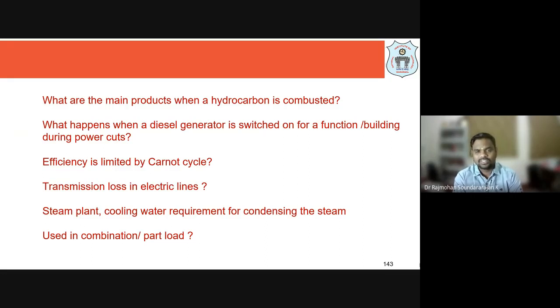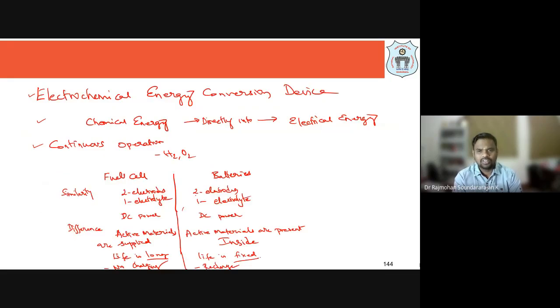We know that transmission losses take place in the electrical lines when power is taken from one location to another, right? And in a steam power plant, a lot of hot water or steam is generated, and before disposing of the water into river bodies, we have to cool it down. So large equipment like cooling towers is needed, large space is required, and energy is required to cool the water to room temperature and discard it. In the case of fuel cells, we don't come across such issues. Another advantage with the fuel cell is that it can be used in combination or as partial load, right?